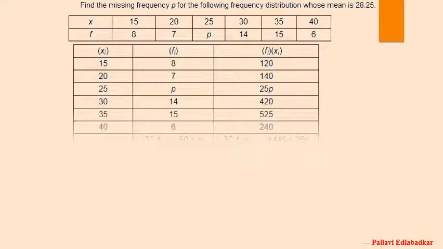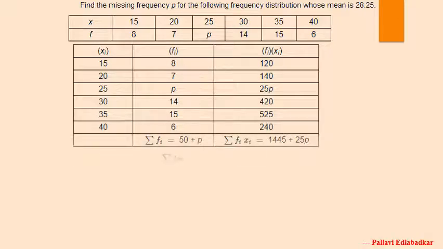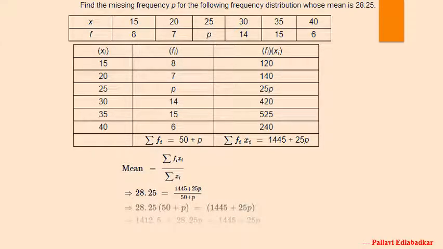Rewriting the table in a vertical manner, which is useful for us, we will write the two columns as they are for xi and fi. Then for each row, we will take the product of xi and fi. So that means the first x and first f. So 15 multiplied by 8 will give us 120 in the first row. So on we will come till 25 multiplied by p, which will be nothing but 25p. So till we reach 40 multiplied by 6 equal to 240.